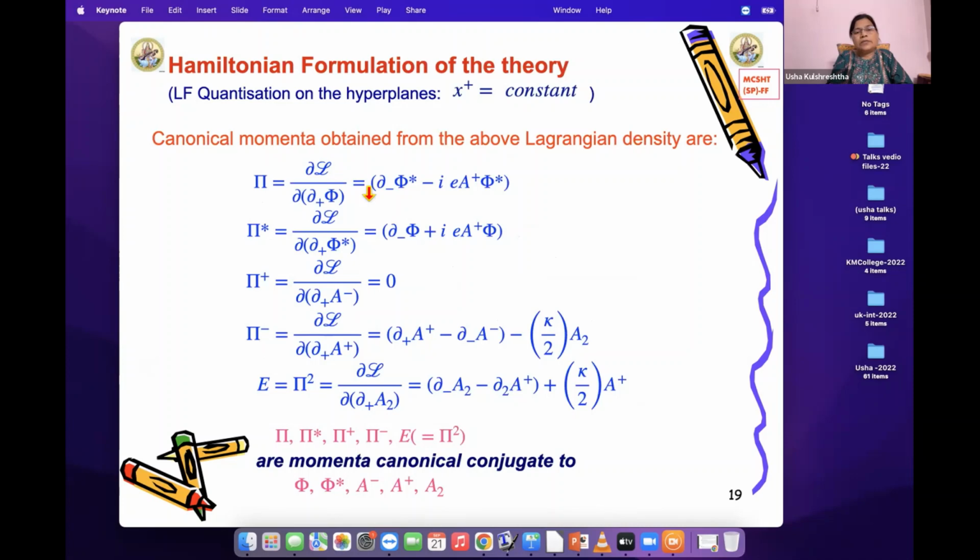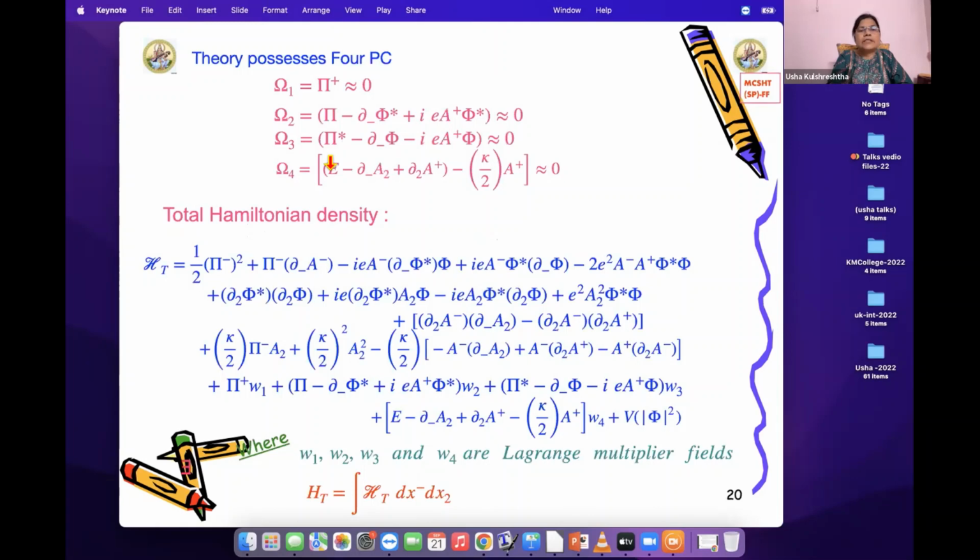And now in this one can make out that these first, second, third, and fifth are inexpressible. So therefore, corresponding to this, the theory has these four primary constraints. So these are our four primary constraints. And then we write down the total Hamiltonian density of the theory by including these primary constraints with the help of Lagrange multiplier fields, these W1, W2, W3, and W4.